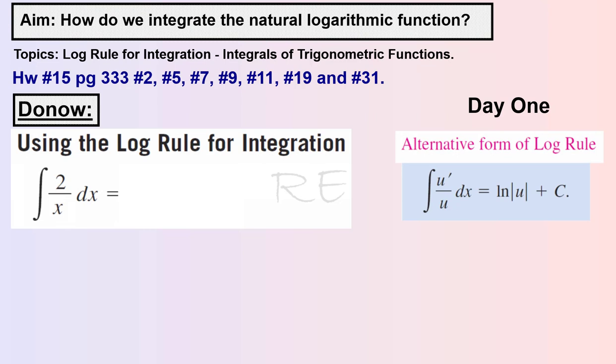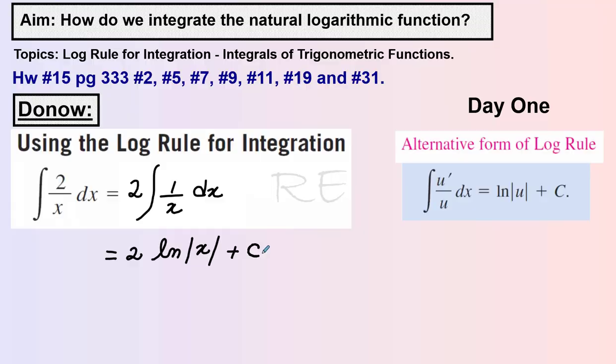To use the natural log rule for integration, we need the pattern u prime over u. To obtain that pattern, we're going to move 2 out of the integrand, constant multiple rule. We obtain 1 over x dx. The solution will be 2 times ln, the absolute value of x plus c.